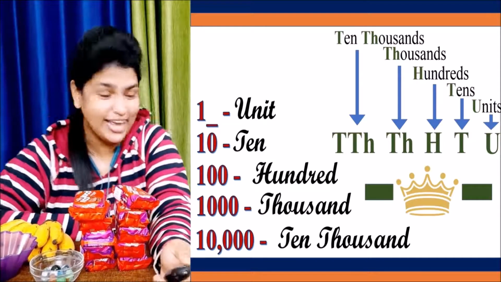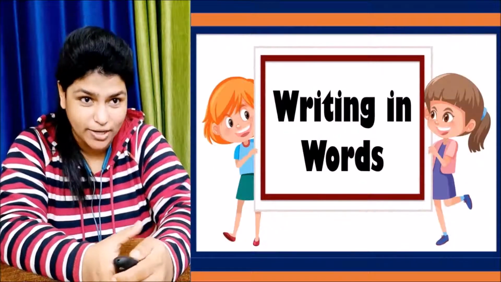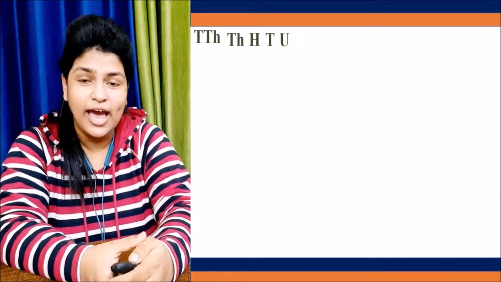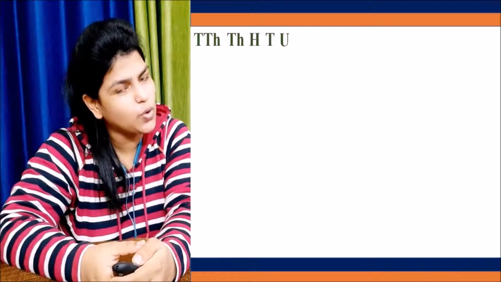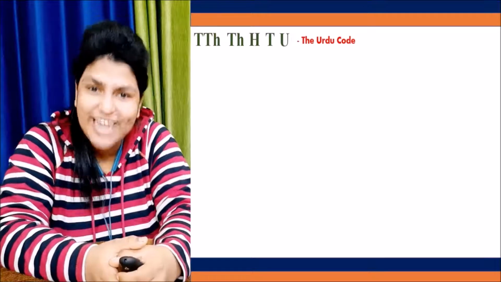Alright, let's go to the next one. And so, here we are with our place values. That is units, tens, hundreds, thousands, and 10,000s. And I will call it the Urdu code.